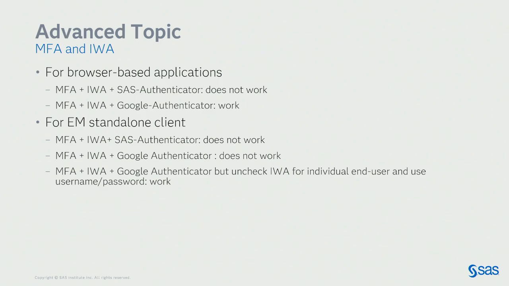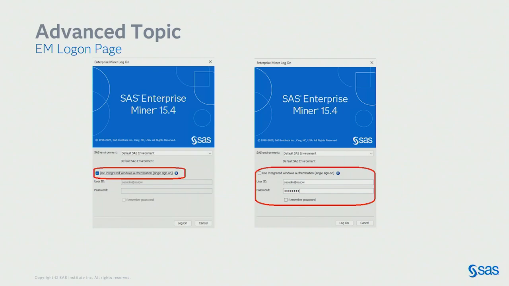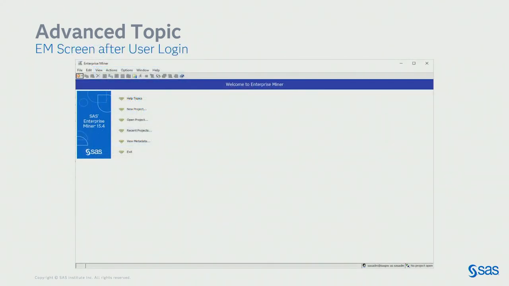But you do have an option in Enterprise Miner that allows an individual user to say, I don't want to use integrated Windows authentication. In that case, if you have Google Authenticator, that's still going to work. The one I'm talking about is this Enterprise Miner Logon screen. There's a checkbox, the right circle by the right circle. You say whether you want to do the integrated authentication or not. If you uncheck it, then if you have Google Authenticator, that's still going to work. So that's how you log in.